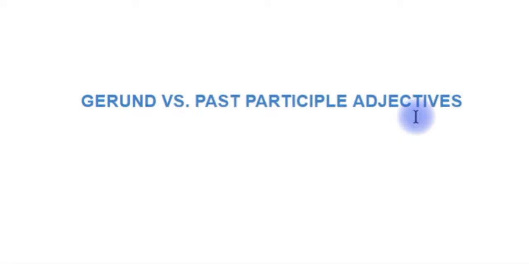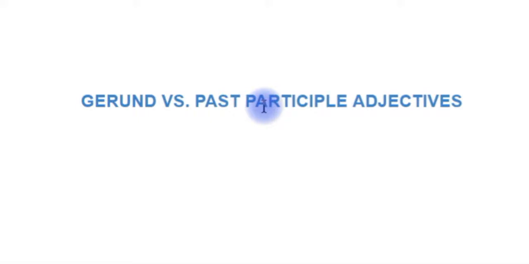This week we are going to discuss the difference between some adjectives which are formed with the gerund or the past participle of certain verbs. This rule can be applied to many verbs, not to all of them, but to many of them. You can use it at your own discretion.